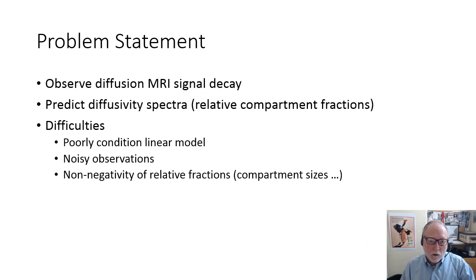So here's the problem we want to address. Given some observations of diffusion MRI decay, we want to predict the corresponding diffusivity spectra, or relative component fractions. But there are some difficulties. While there's a linear model, it's poorly conditioned. Also, the data is noisy, and there's a constraint that the relative fractions be non-negative.